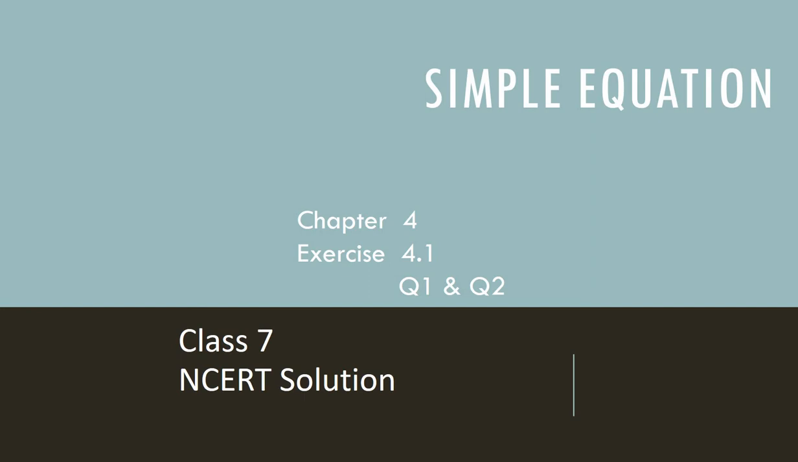Today we are going to solve exercise 4.1 question 1 and 2 from the simple equation chapter, class 7 NCERT solution.